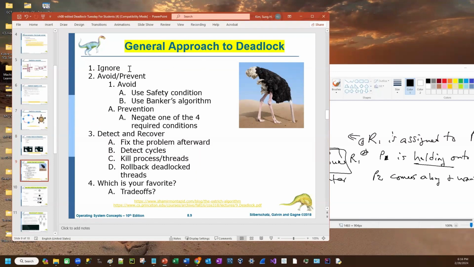So here are the three general types of responses. One is to ignore. If the deadlock happens and you're totally ignoring it, you wouldn't even know that it is happening. But the basic idea is ignore it and let whatever happens happen. Another option is to avoid or prevent deadlock from happening in the first place.